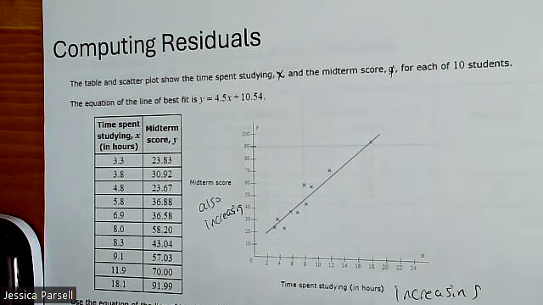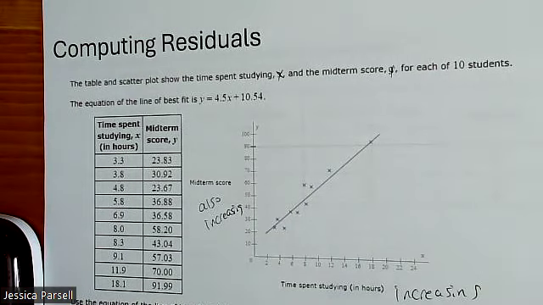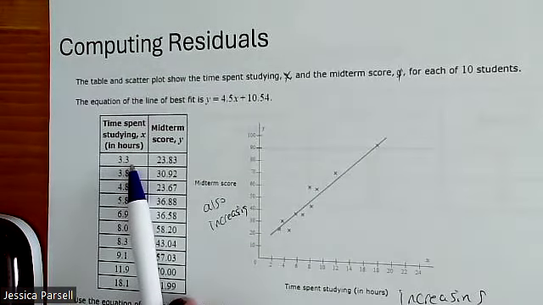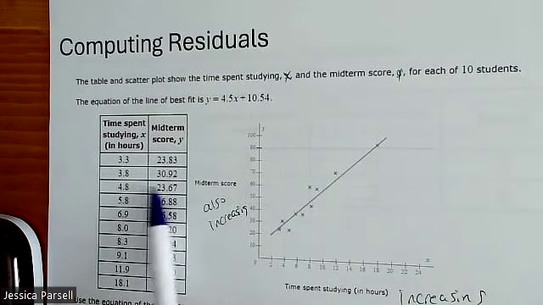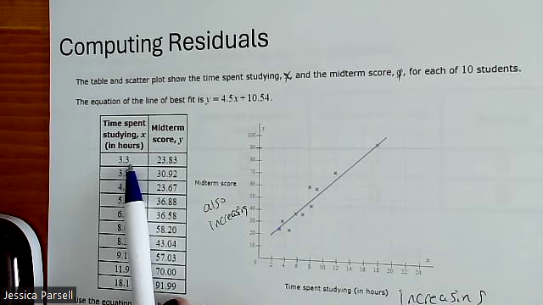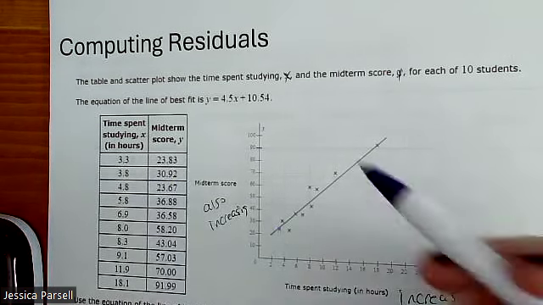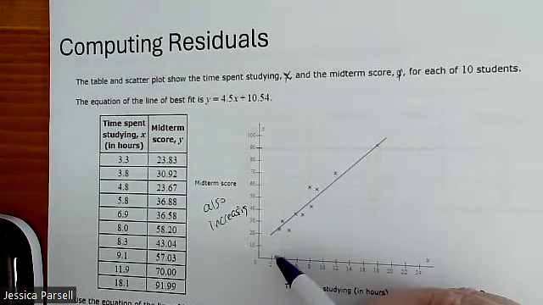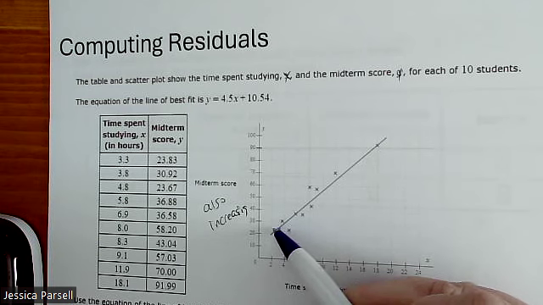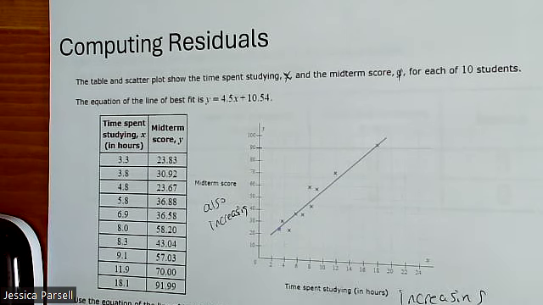Okay, which would make sense. In general, the more you study for a test, the better you're going to do on the test. All of these little points are represented by these coordinates right here. So if you spend 3.3 hours studying, we would predict that your midterm score was 23.83. So 3.3 hours studying, you're coming up to right around a 23.83 midterm score.